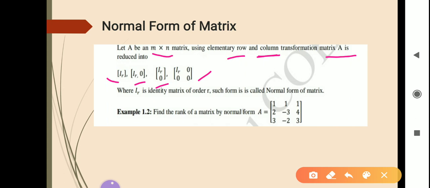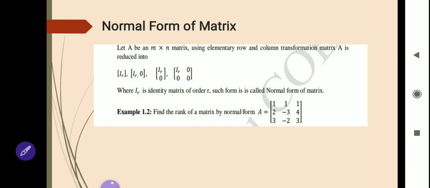I am again repeating. Suppose matrix A is of order m by n. Then using elementary row and column transformations we can reduce any matrix to one of these four forms: I_R, [I_R 0], [I_R; 0], [I_R 0; 0 0], where I_R is the identity matrix of order R and this R is the rank of the matrix. Such a form is called the normal form of a matrix.